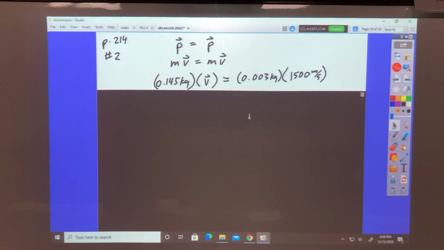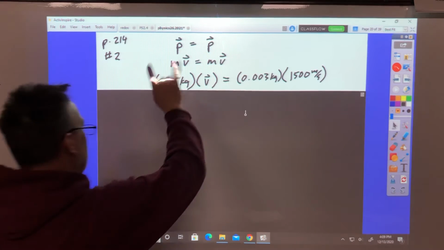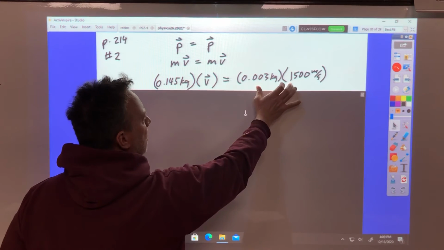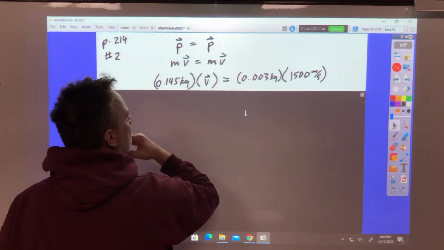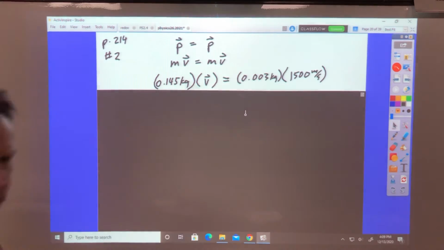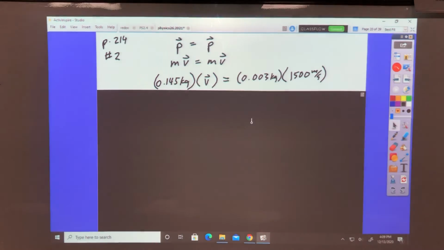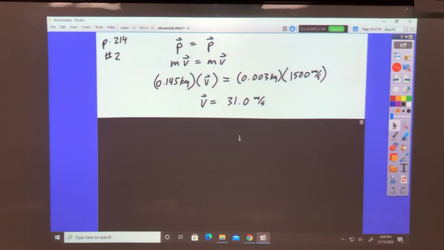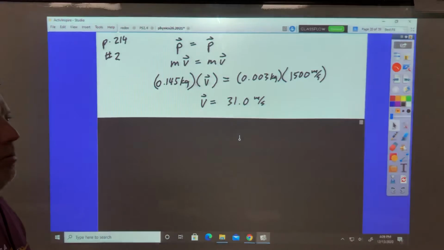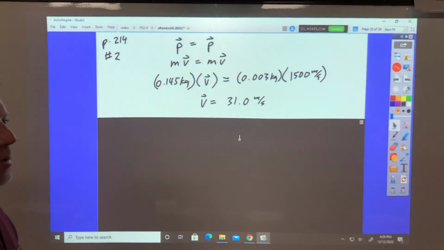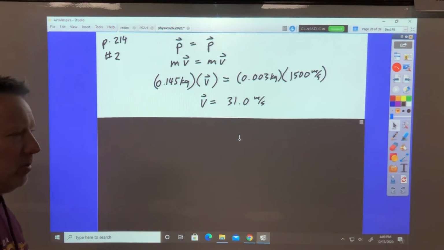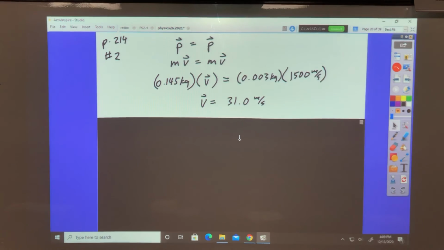What must the baseball speed be if the pitcher's claim is to be valid? So let's set these two momenta equal to each other. You've got the bullet's mass times velocity, the baseball's mass, solve for velocity, comes out to 31 meters per second. So that'd be, I don't know, 25 meters per second is 55 miles per hour. So that's probably a 70 or 80 mile per hour pitch. So yeah, some pitchers can do that.